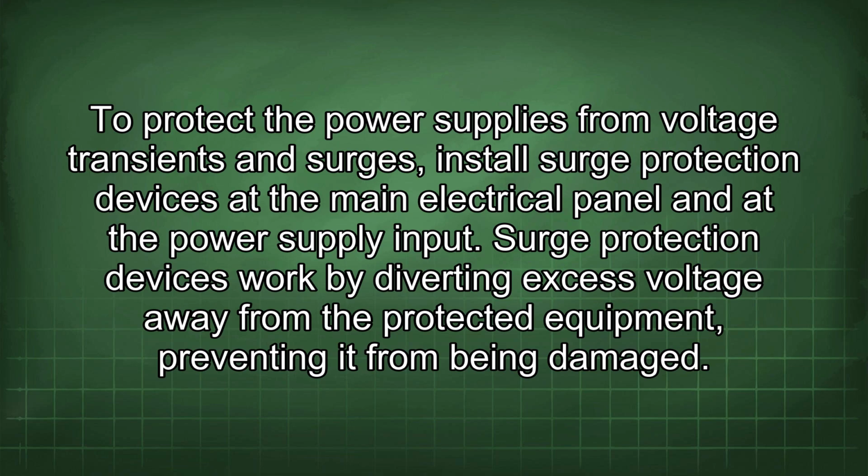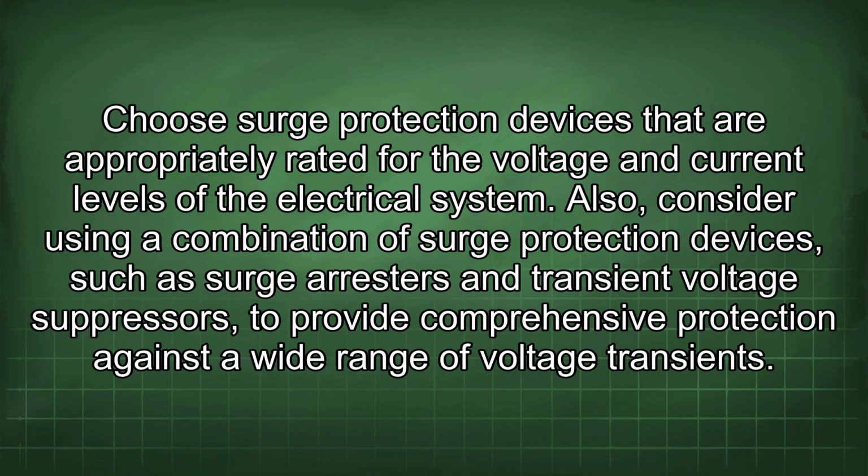Surge protection devices work by diverting excess voltage away from the protected equipment, preventing it from being damaged. Choose surge protection devices that are appropriately rated for the voltage and current levels of the electrical system. Also, consider using a combination of surge protection devices, such as surge arresters and transient voltage suppressors, to provide comprehensive protection against a wide range of voltage transients.